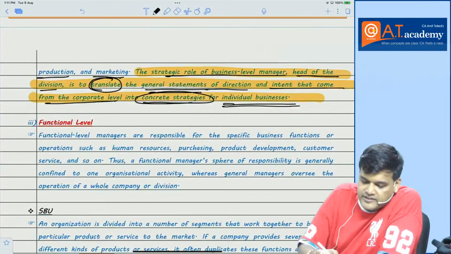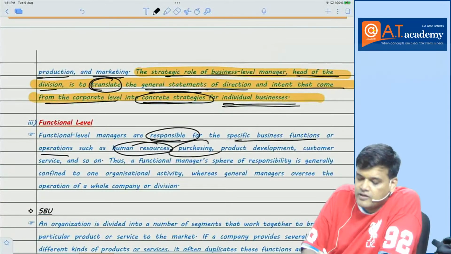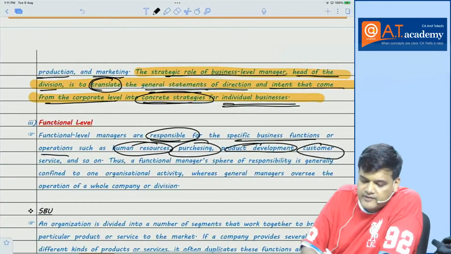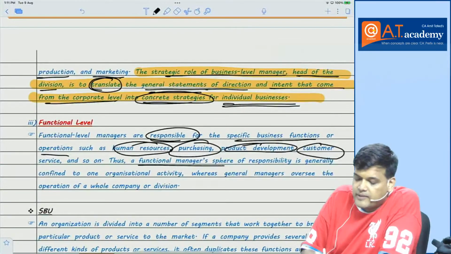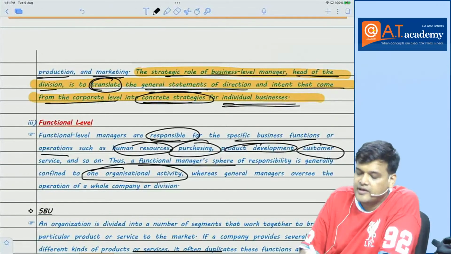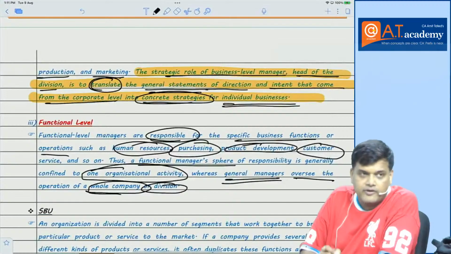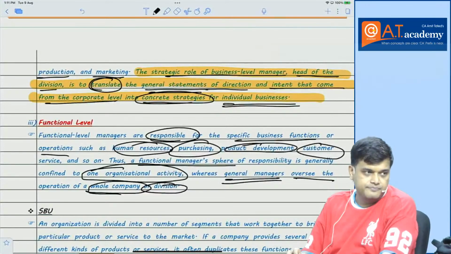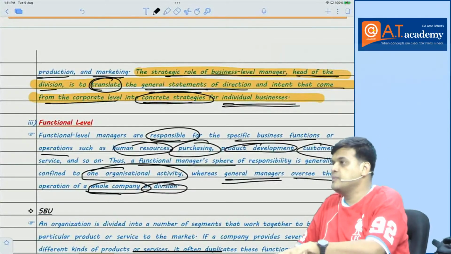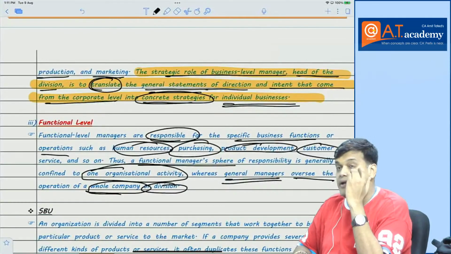Functional level managers are responsible for specific business functions or operations such as human resource, purchase, product development, customer service, and so on. Thus, a functional manager's sphere of responsibility is generally confined to one organizational activity, whereas a general manager oversees the operation of the whole company or division. Did everybody understand? Any doubts? Sure?